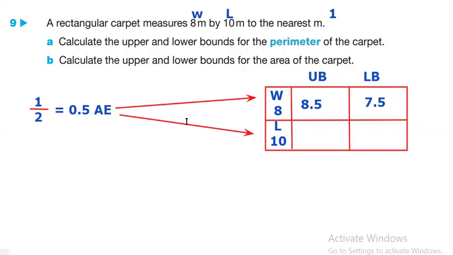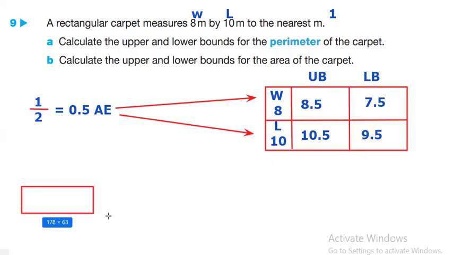Same idea with the 10. I'm going to add it to find the upper bound, so it's going to be 10.5. And subtract it to get the lower bound, which is 9.5. So by using the method of the upper and lower bound, I got the upper bound of the width and the lower bound of the width, and the upper bound of the length and the lower bound of the length. Now I have the new measurements of the upper bound of the carpet and the lower bound of the carpet. It means I can draw the carpet without any problems.